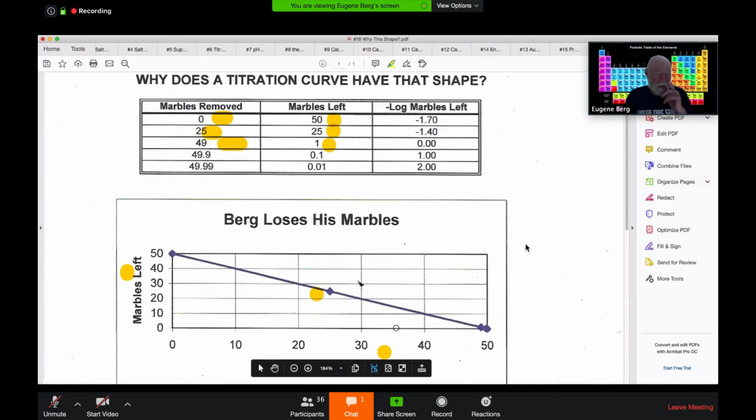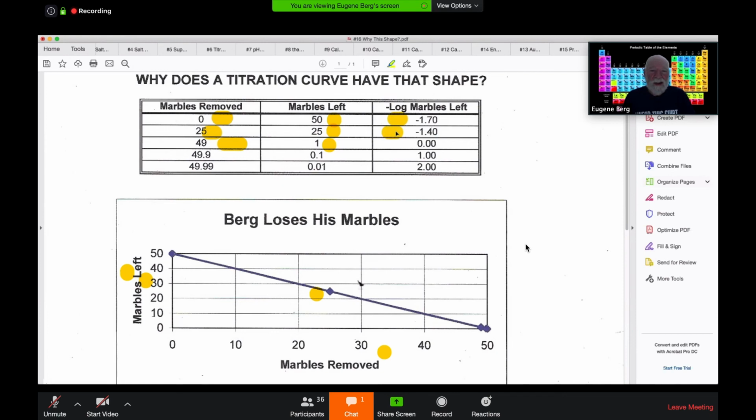Now, finally, if you can tell me what my mistake is, okay, the marbles left are like the hydrogen ions. Are you plotting hydrogen ions left in a titration curve? No, you're not plotting hydrogen ions, but you're plotting pH. What is pH? pH is minus the log of the hydrogen ion concentration. Therefore, look back at the table here. I decided to take the minus the log of the marbles left. So minus the log of 50 is minus 1.7, 25 is minus 1.4.